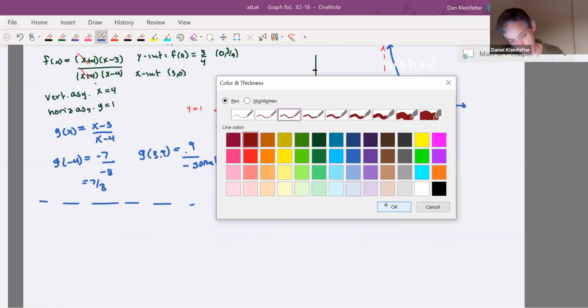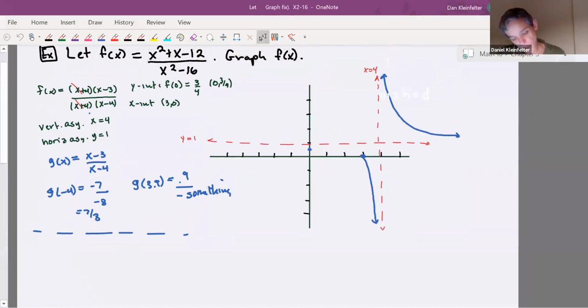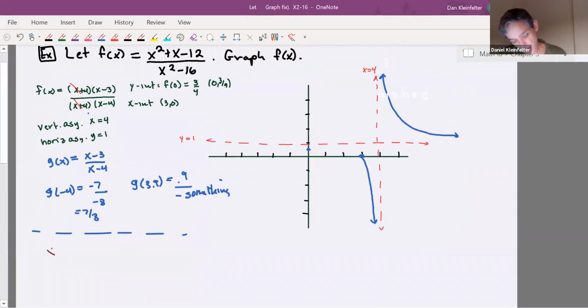So let's do that down here. Our original f is x squared plus x minus 12, over x squared minus 16. We want to know, is that ever actually equal to 1?